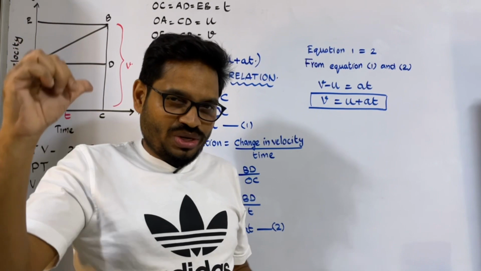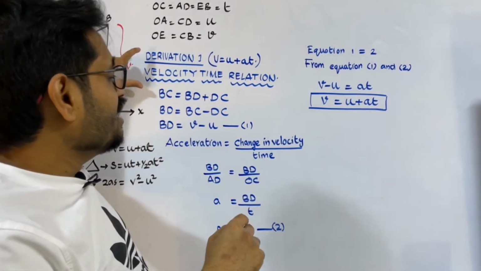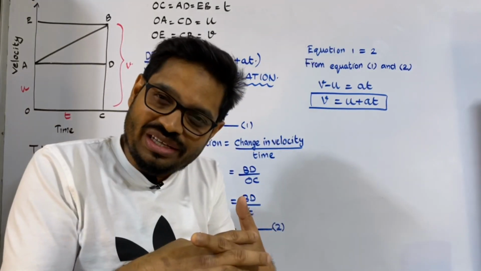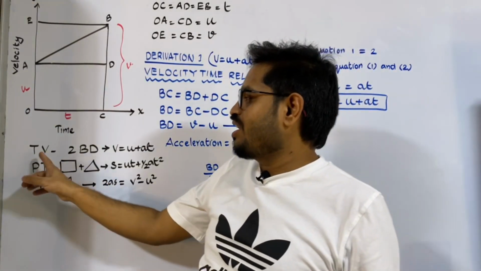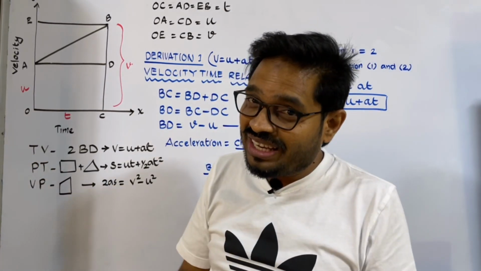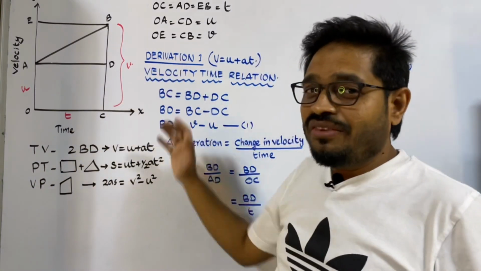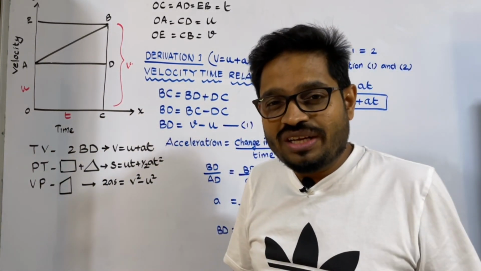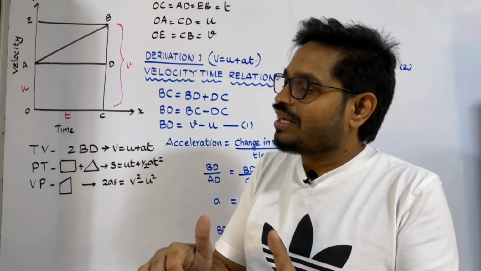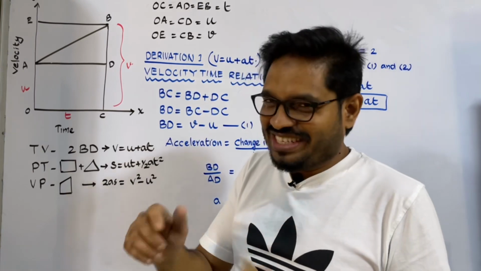So to go ahead with this, you just need to bring out two BDs and then join them together. That was what we were trying to see. And that is nothing but the derivation for the velocity time relation. Hope it is clear to you guys. And now let us go for the second derivation.